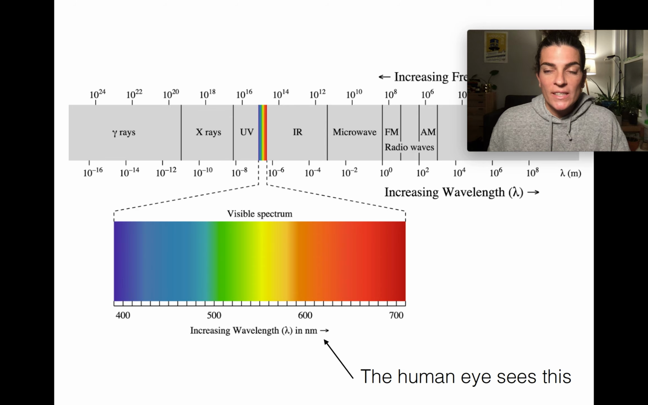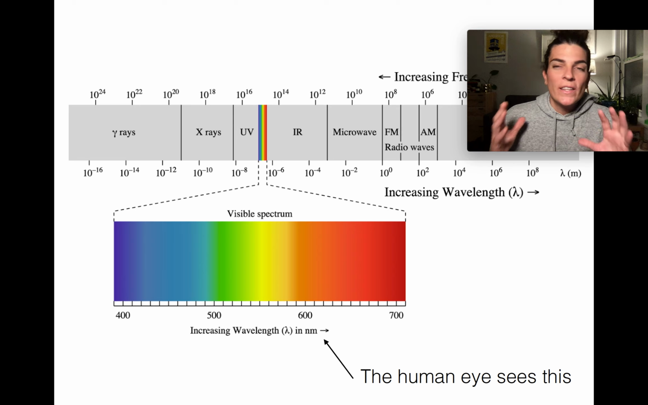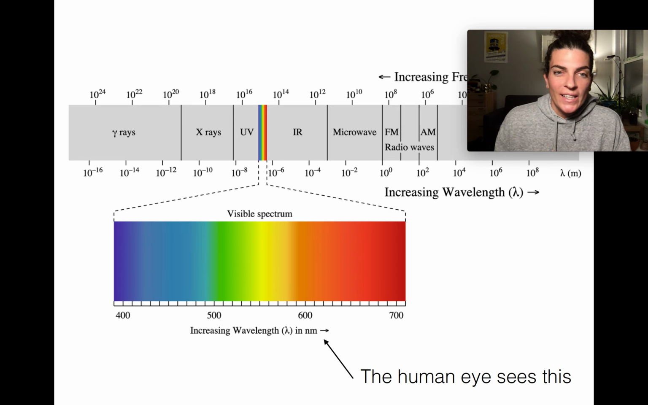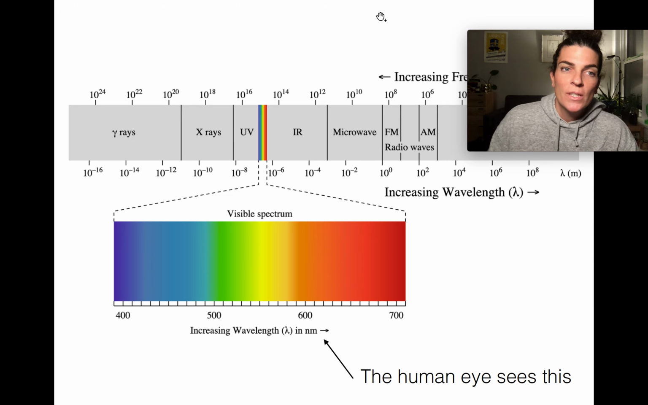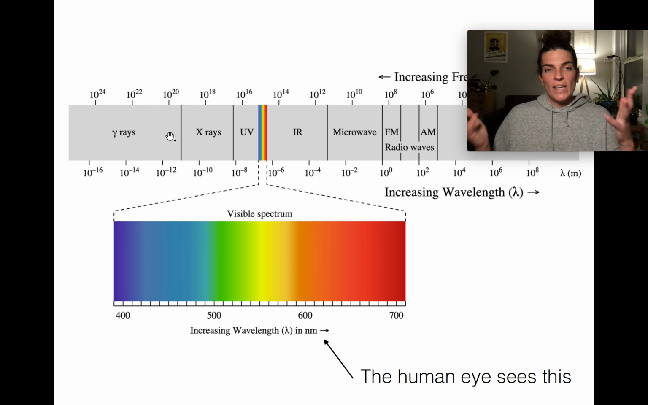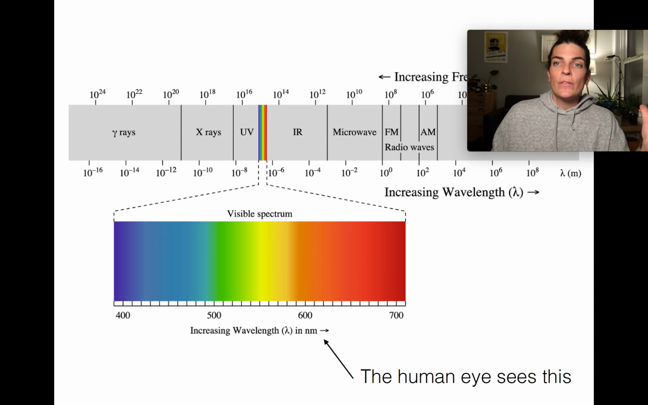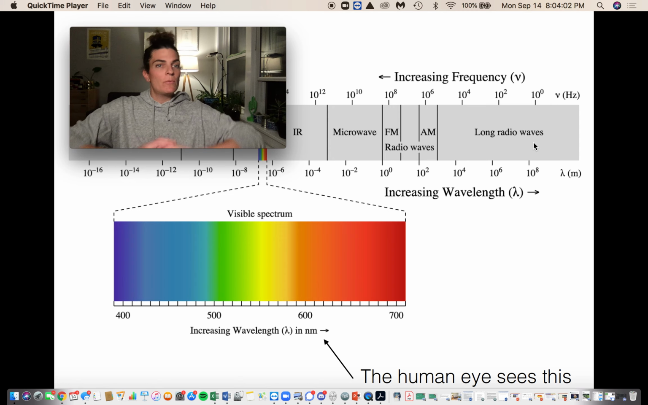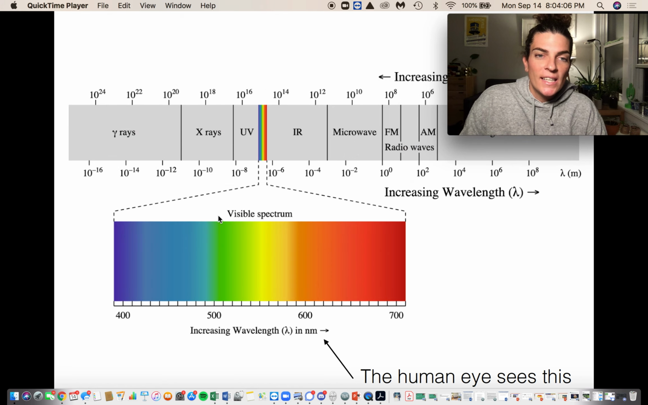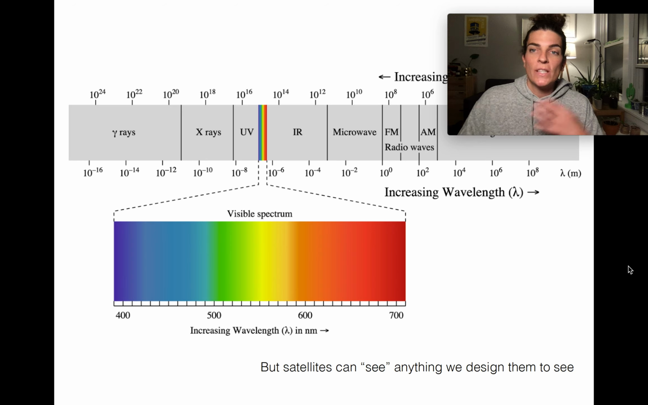So before we get into that, let's just review what the human eye can see. The human eye can see a very small amount of the total electromagnetic spectrum. All types of radiation in our universe can be represented on this electromagnetic spectrum. You've got everything from gamma rays, which are very high frequency, very small wavelength, and on the other end, you've got radio waves, FM, AM, and long radio waves, which are very low frequency, really long wavelengths. And what the human eye can see is a very small part of that electromagnetic spectrum, which we call the visible spectrum, visible light. So this is what the human eye can observe.